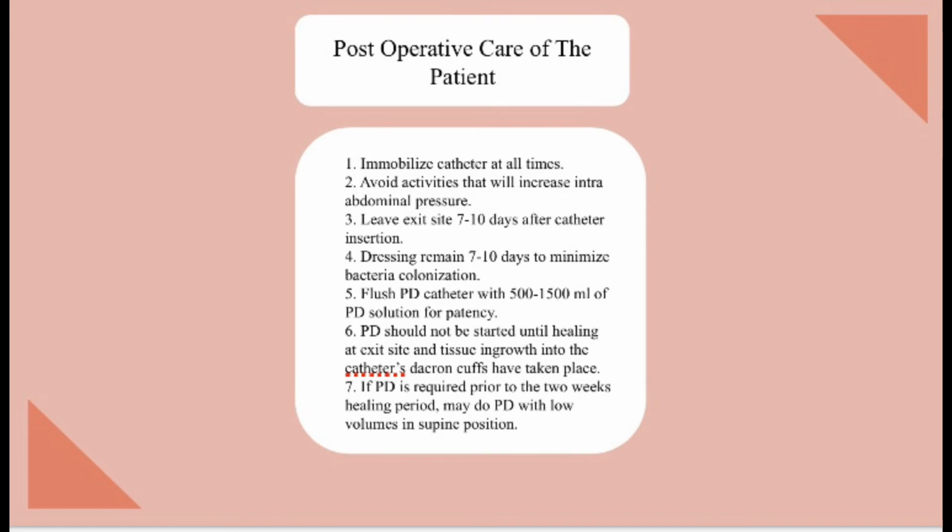The PD catheter must be flushed with 500 to 1,500 ml of peritoneal dialysis solution to check for patency. PD should not be started until healing at the exit site and tissue ingrowth into the catheter's Dacron cuffs have taken place, usually after 10 days. If peritoneal dialysis is required prior to the 2 weeks healing period, you can do this by using low volumes and a supine position to prevent leakage.